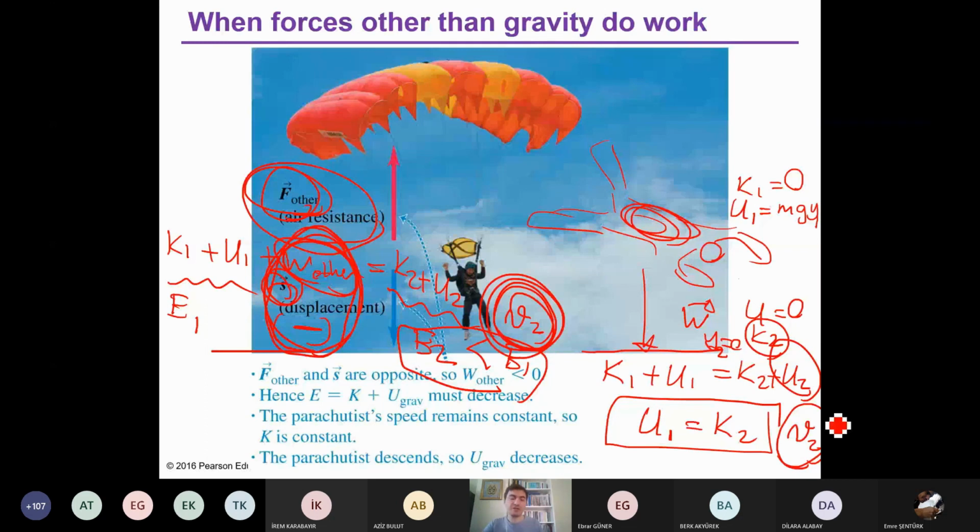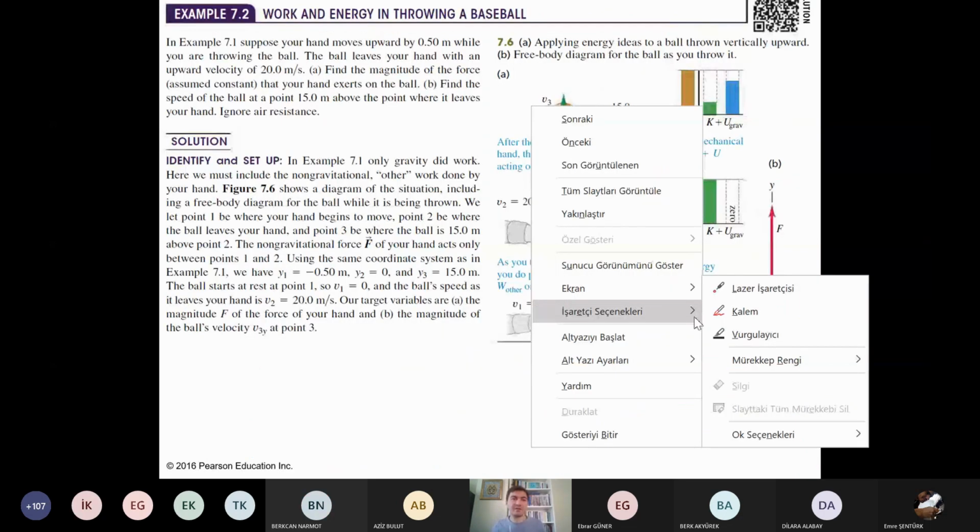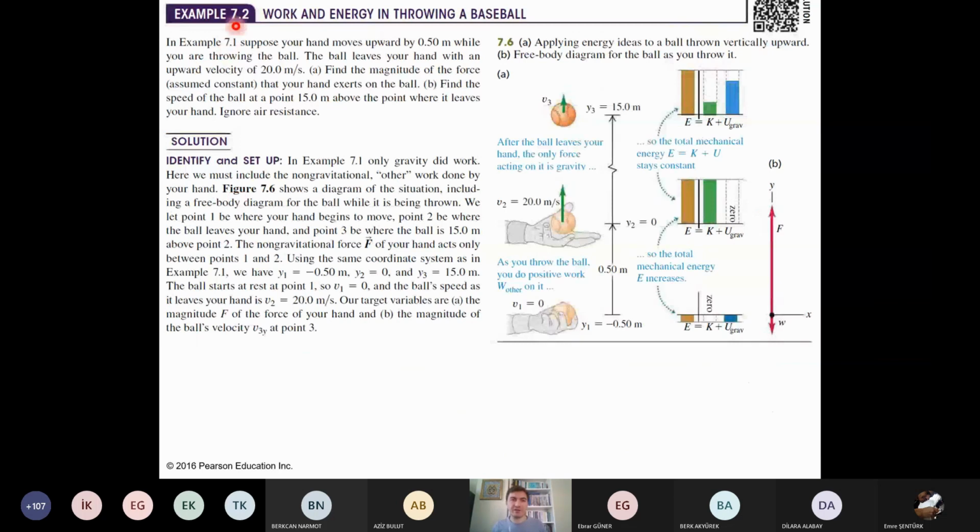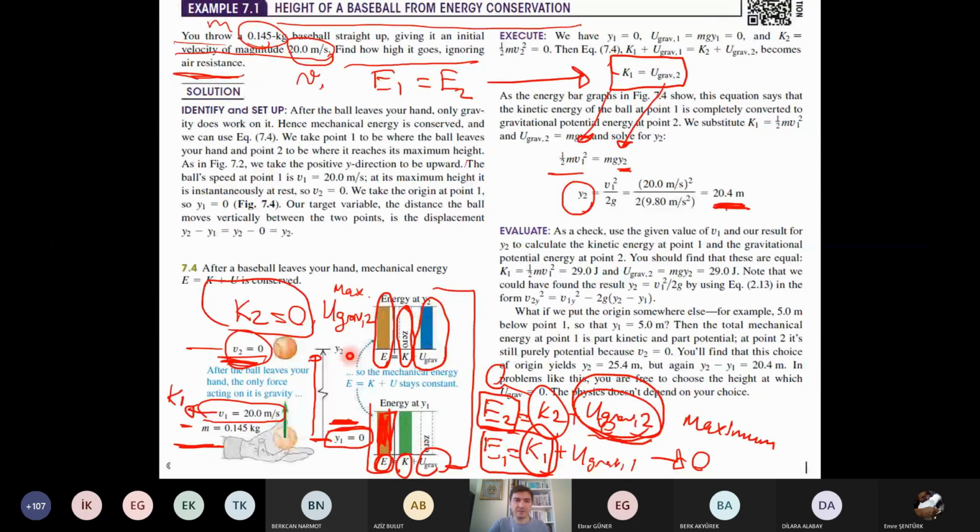Any questions here? Okay, let me continue with example 7.2, work and energy in throwing a baseball. Here there's a baseball and you throw it in the upward direction. Example 7.1, where is it? This example we have already discussed.